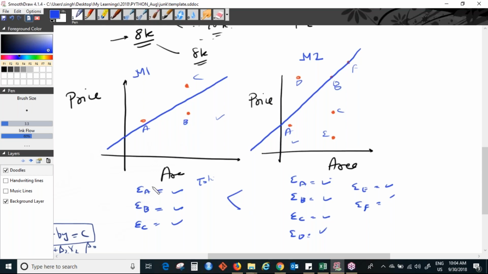This model has lesser error only because it took fewer points, and this model took more points. But that doesn't mean this model is worse than this. So the answer is we cannot say which model is better. We need a parameter which will tell us what is the total error in a model.